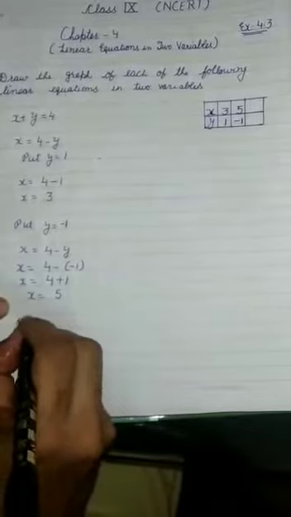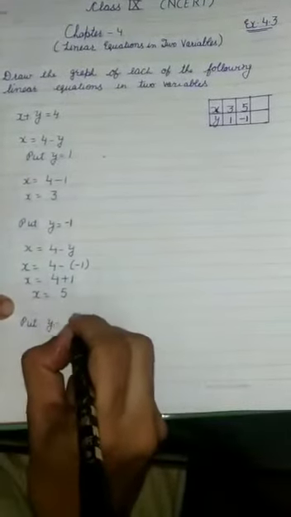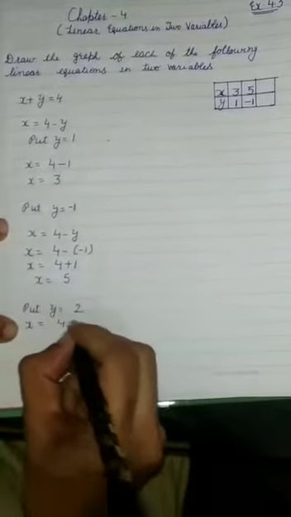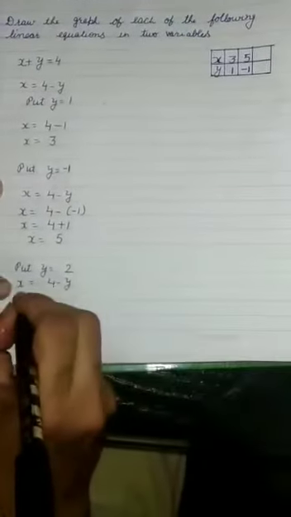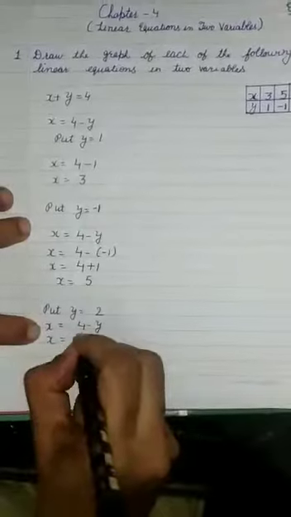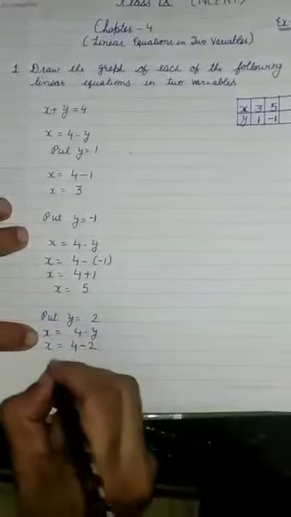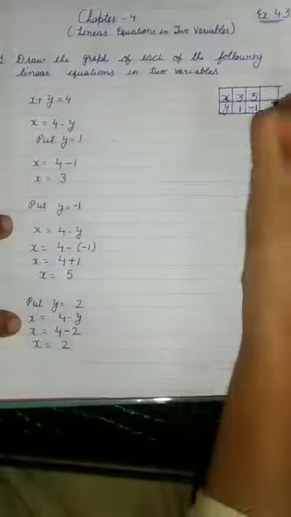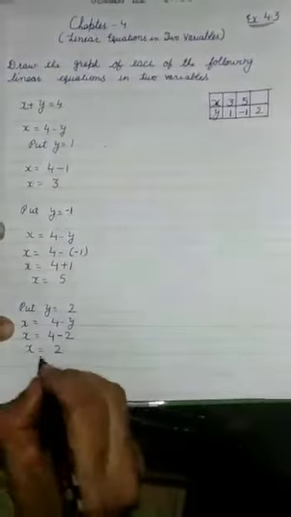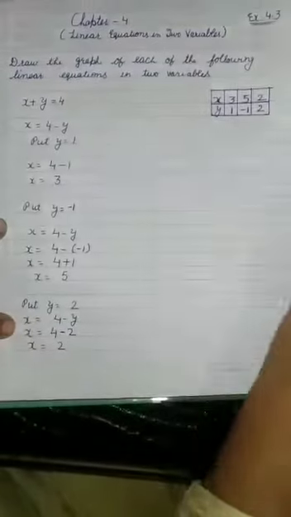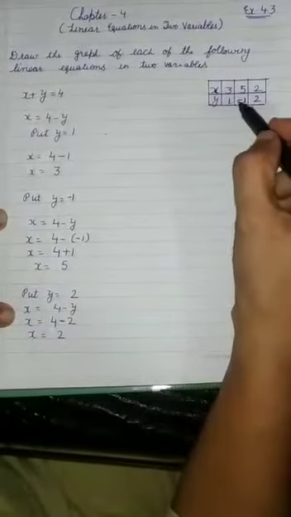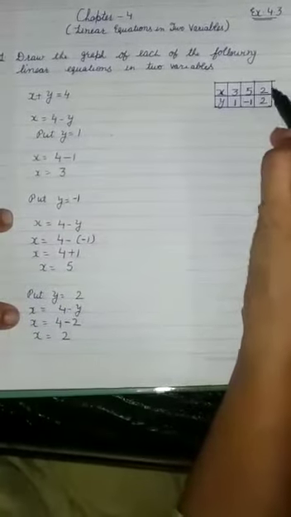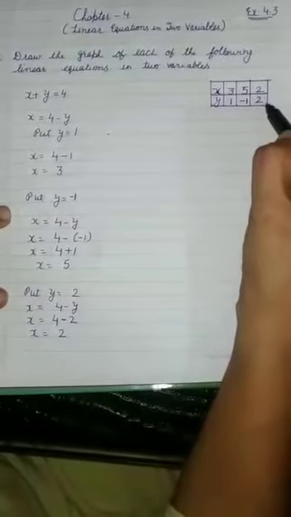Put y is equal to 2. x is equal to 4 minus y is my equation. x is equal to 4 minus 2, x is equal to 2. So for y is equal to 2, the value of x is 2. So these are my three solutions: x is 3, y is 1; x is 5, y is minus 1; x is 2, y is 2.